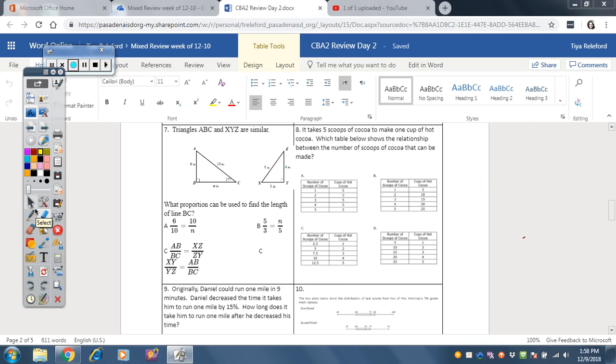All right, number 7, it looks better on your paper than on mine. That's a good thing. Maybe I can fix it on here. There we go.